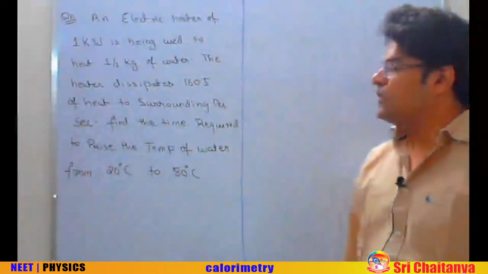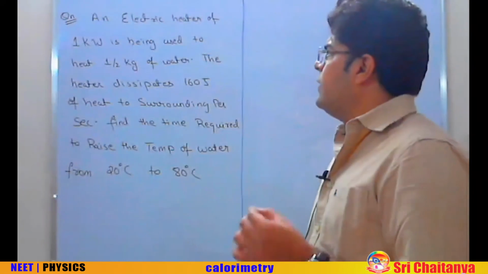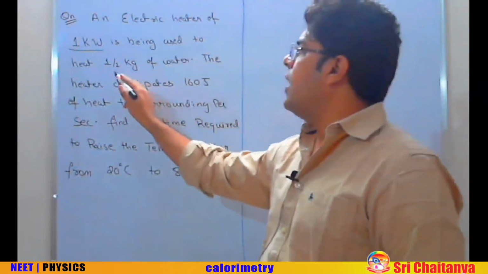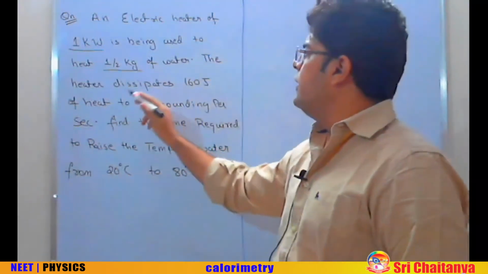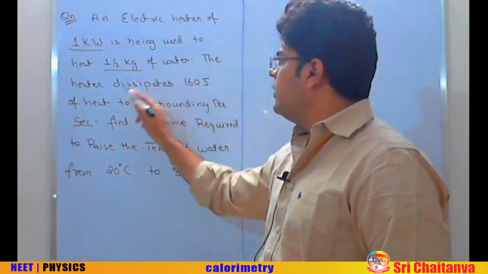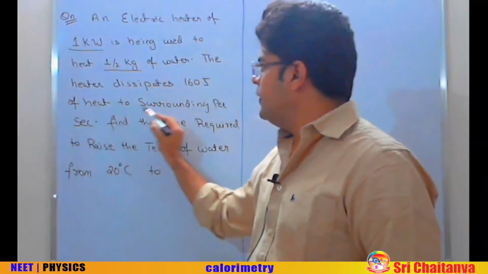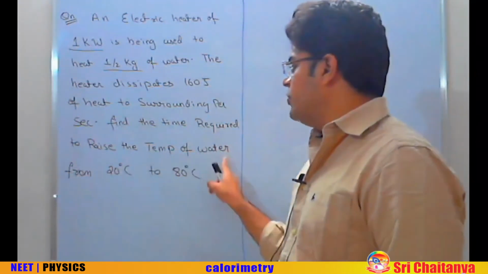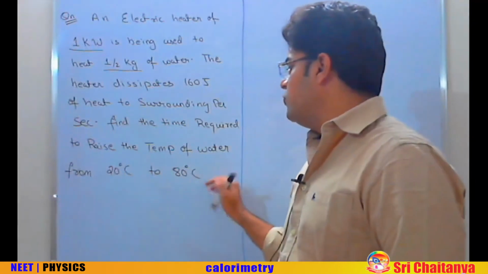Next question. An electric heater of 1 kilowatt is being used to heat half kg of water. The heater dissipates 160 joule of heat to the surrounding per second. Find the time required to raise the temperature of water from 20 degrees centigrade to 80 degrees centigrade.